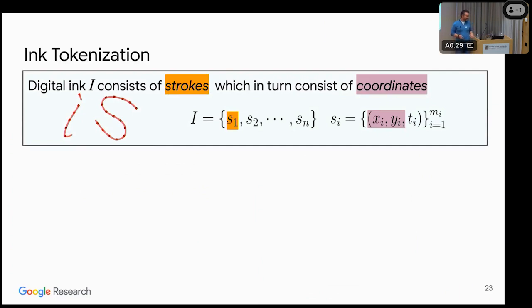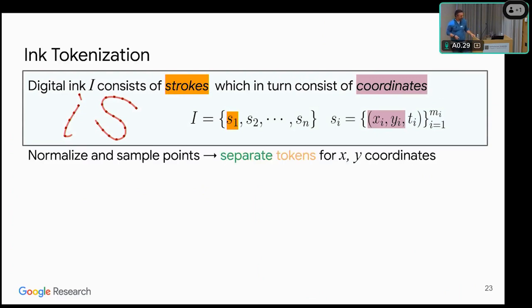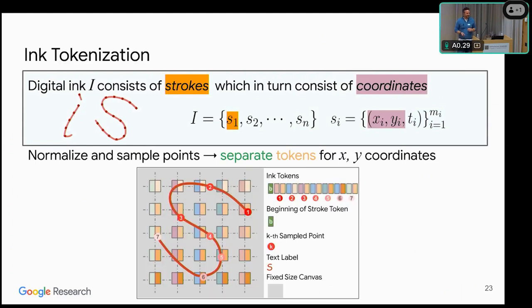So again, I've already been through this, but just to remind folks, digital ink consists of strokes, which in turn consist of coordinates. So we have these time series of 2D data points. We want to normalize them, sample the points, and separate the tokens for XY coordinates. And this gives something like this, which is extremely similar to what I was describing earlier, again showing how easy and generalizable this is.